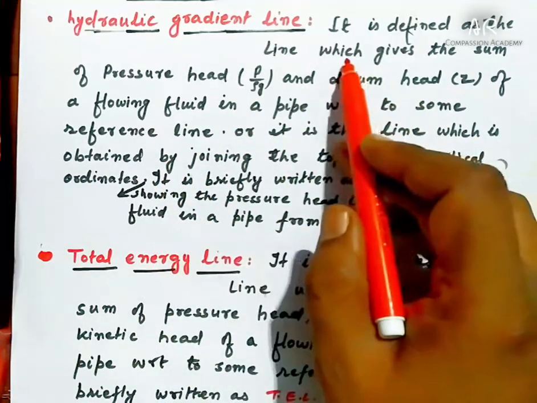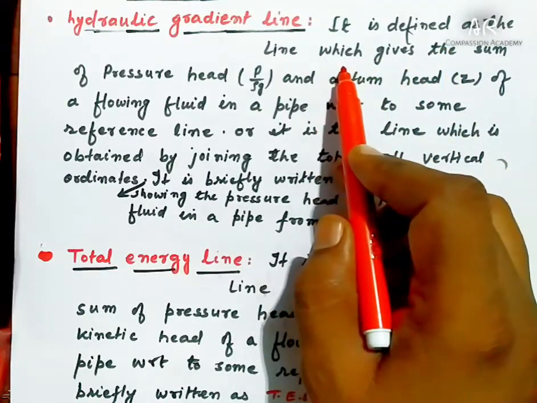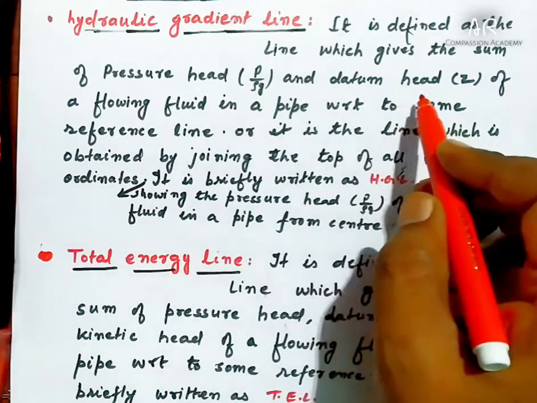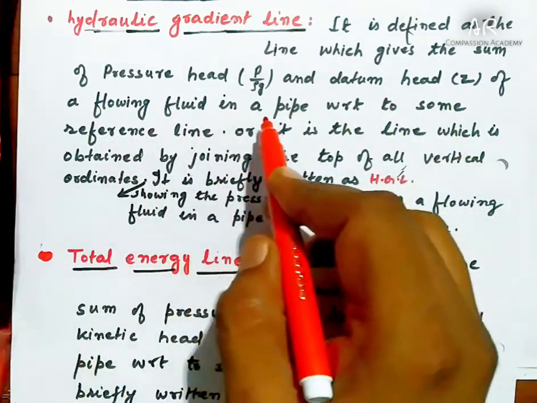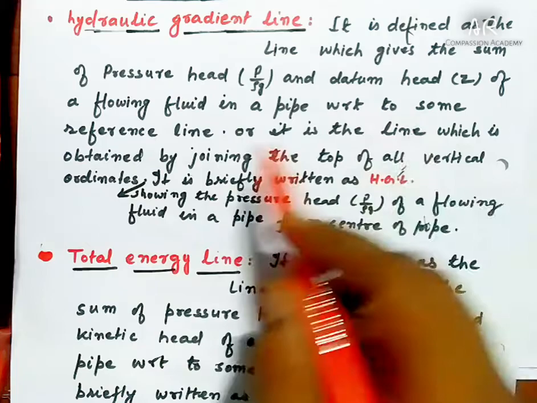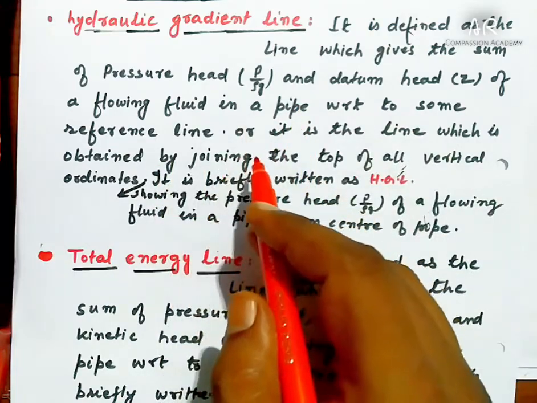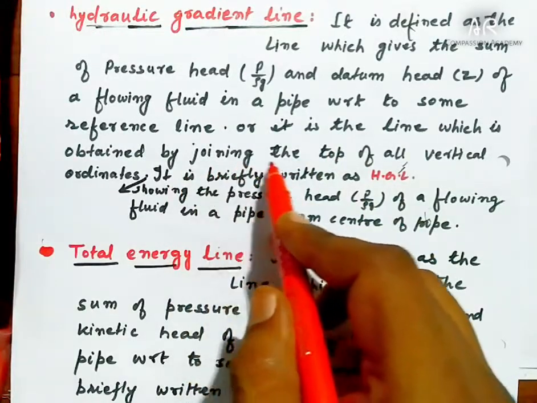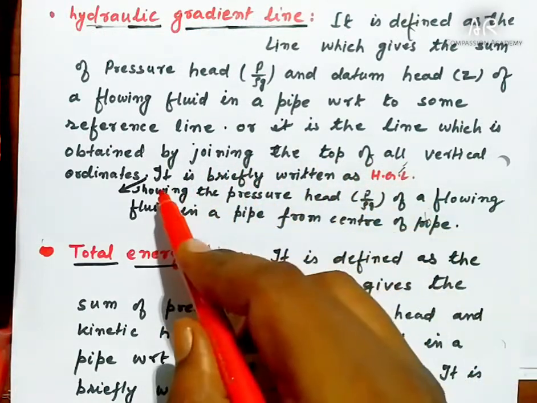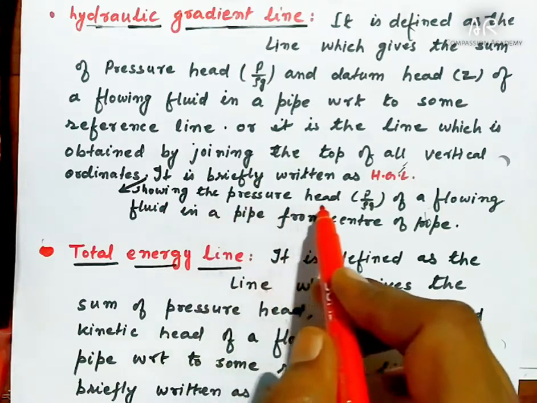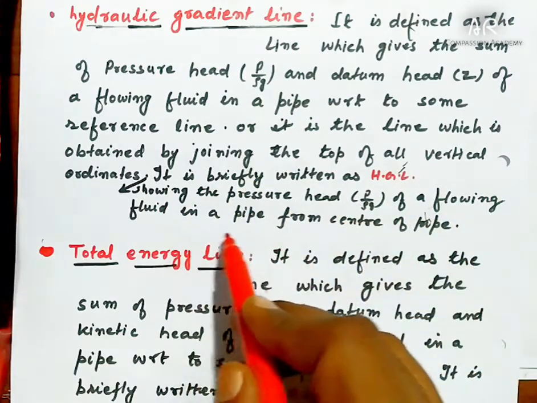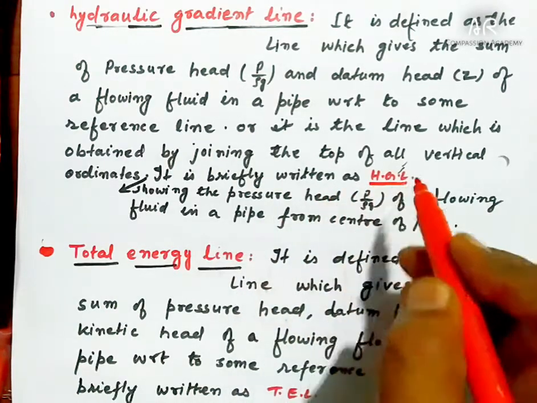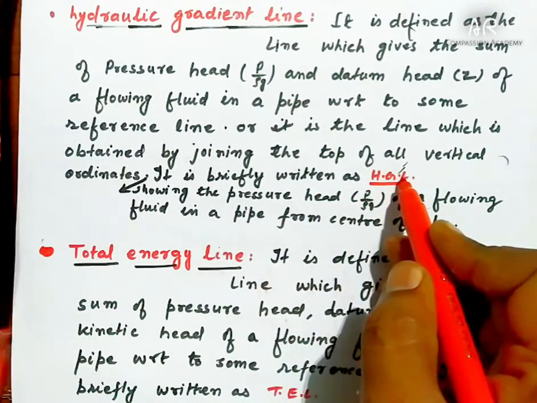So, hydraulic gradient line is defined as the line which gives the sum of pressure head and datum head of a flowing fluid in a pipe with respect to some reference line, or it is the line which is obtained by joining the top of all vertical ordinates showing the pressure head of a flowing fluid in a pipe from center of pipe. It is briefly written as HGL, hydraulic gradient line.